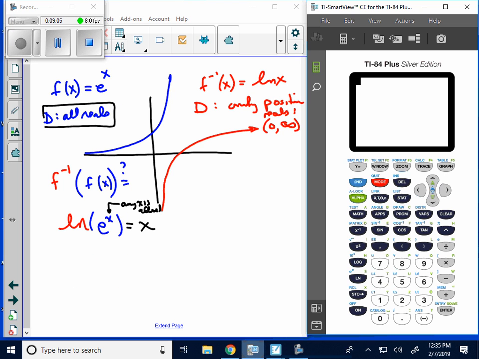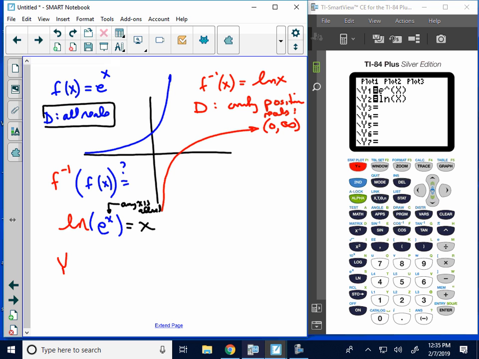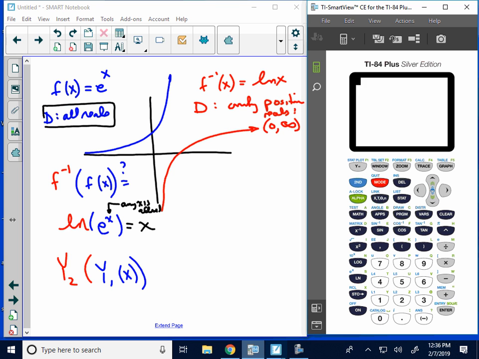It's probably not a bad idea to grab the calculator for a minute. Let me put in y1 is equal to e to the x, and y2 is the natural log of x. So what I'm doing now is y2 of y1 of x. The y2 is the log and the y1 is the exponential. Let me go to my home screen and try doing that. To get y2, I go to vars, then yvars, select function, and select y2. That's the red over here. Now I do have to open up a set of parentheses.